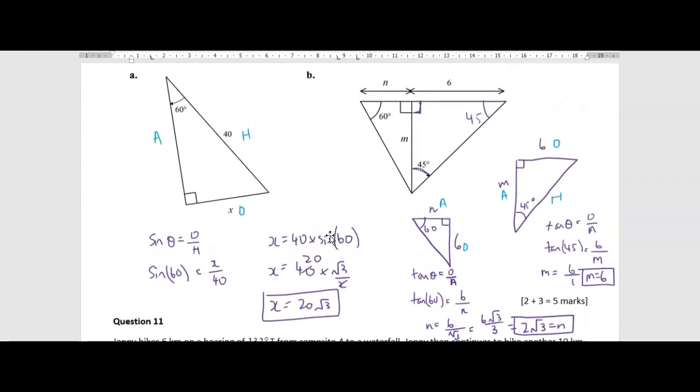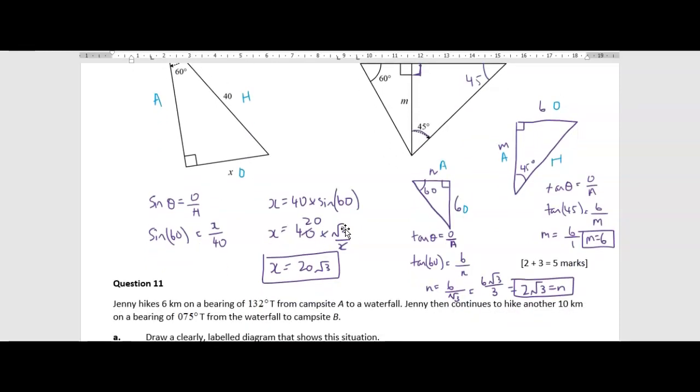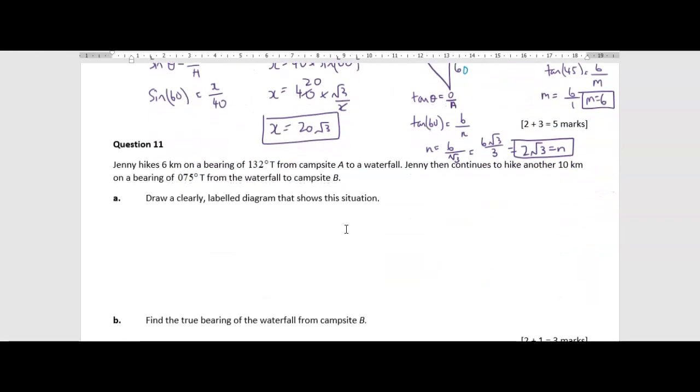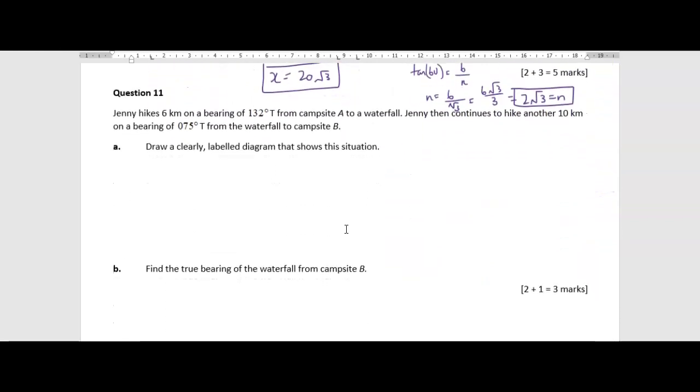All right, so knowing your exact values is helpful in this situation. And you will come across questions like that. So please make sure you remember your exact values.